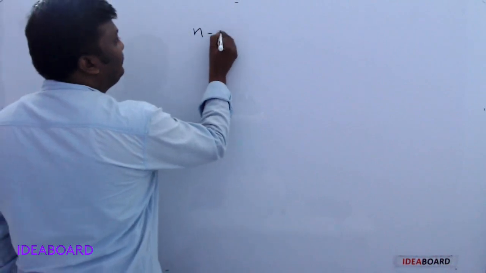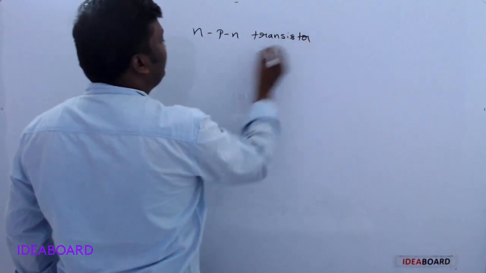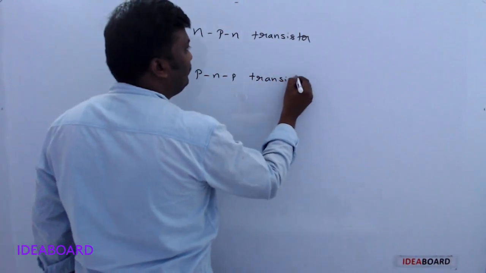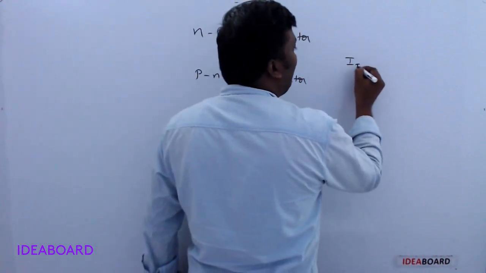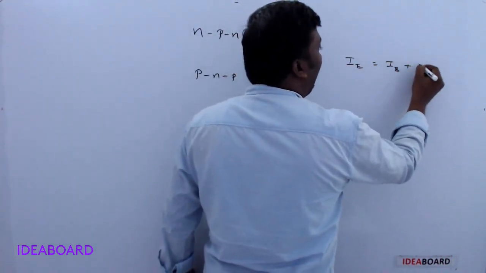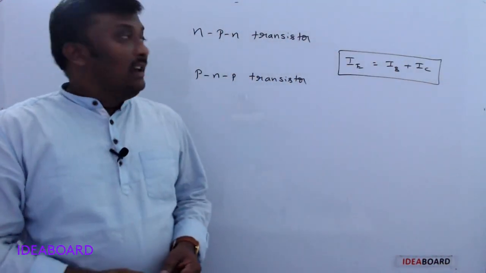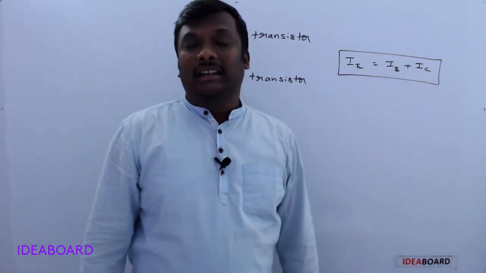Hi students, in the previous section we discussed the NPN transistor and the PNP transistor, and we got one expression: IE is equal to IB plus IC for both transistors. IE is the emitter current, IB is the base current, and IC is the collector current.